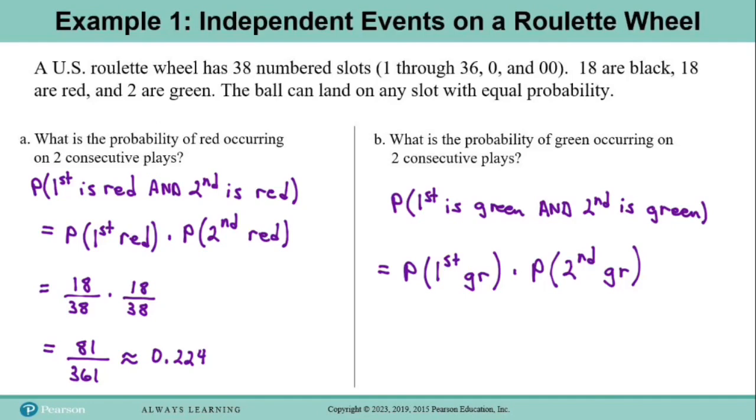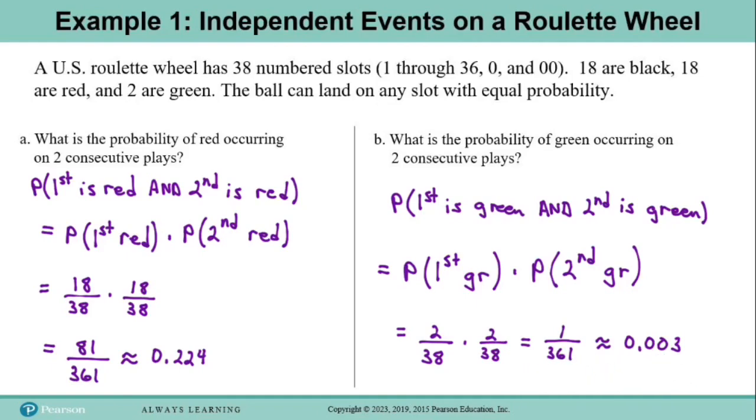Okay, now, there are 2 green slots out of the 38 total slots. So the probability that the first result is green will be 2 divided by 38. And then we have this multiplication. And then the probability that the second result is green is also 2 divided by 38. So 2 over 38 times 2 over 38 will come up in fraction form as 1 over 361, and in decimal form, that is approximately 0.003.